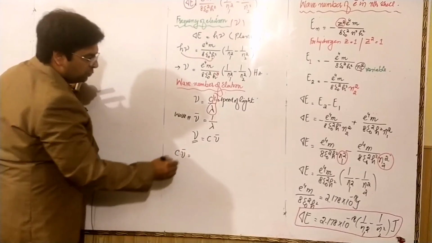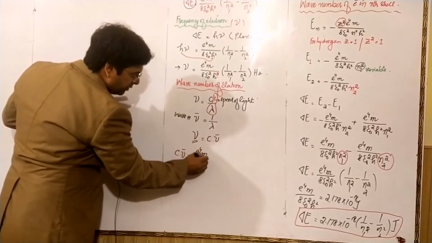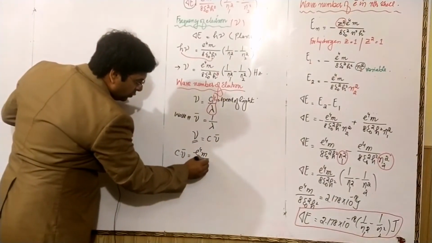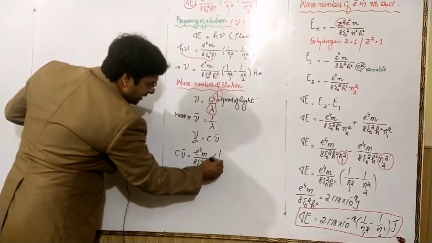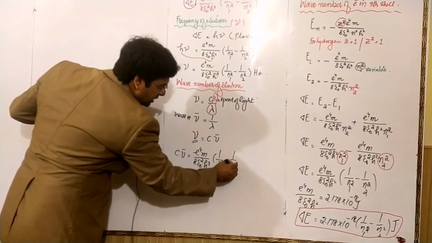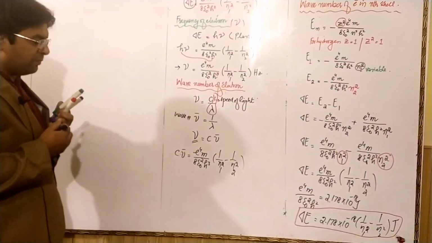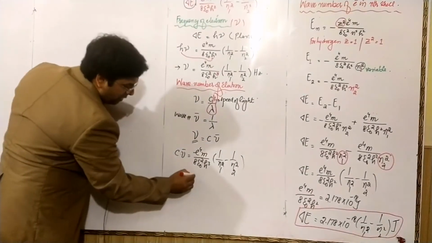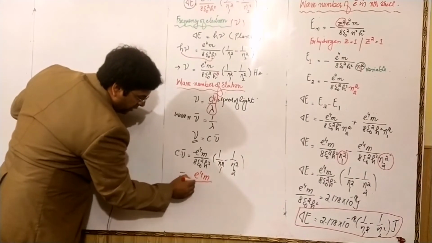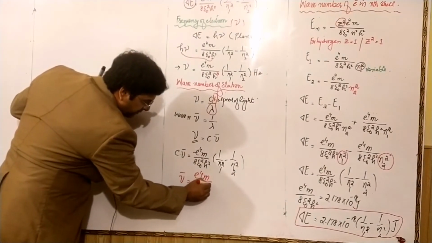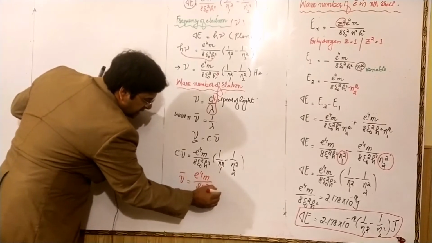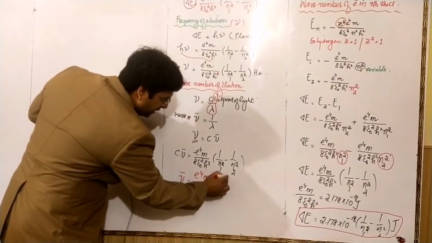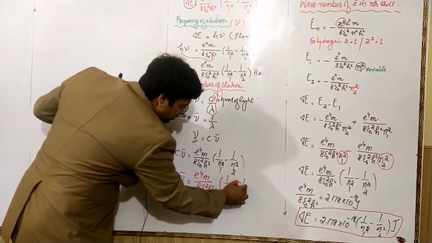It will be equal to E4m divided by 8 epsilon naught square h cube into 1 over n1 square minus 1 over n2 square. So c will come on the other side. So mu bar, which is wave number, will be equal to E4m over 8 epsilon naught square h cube into c, where c is the speed of light. Its value is 2.98 into 10 raised to 8 meter per second, into 1 over n1 square minus 1 over n2 square.